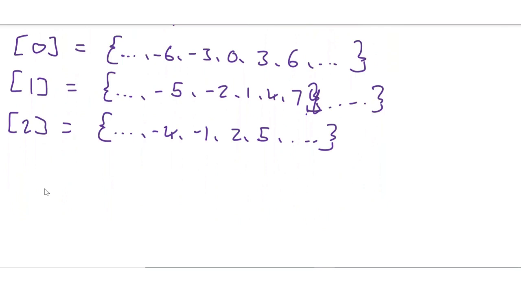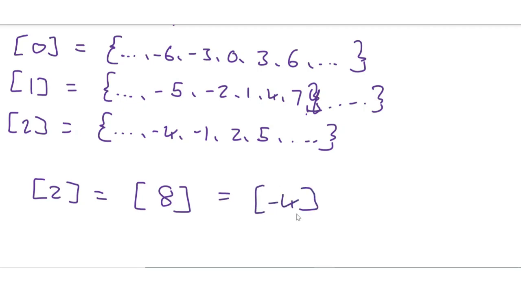And that's n different possible options. So like I say, we can use any representative. So the congruence class of 2 is equal to the congruence class of 8, is equal to the congruence class of minus 4. We just often choose the simplest one.